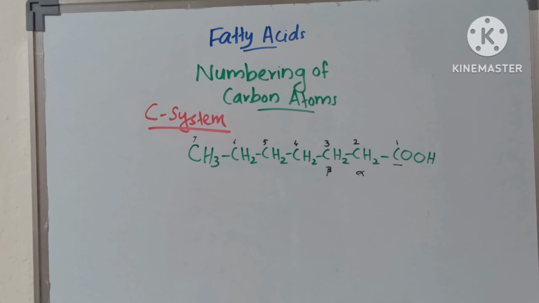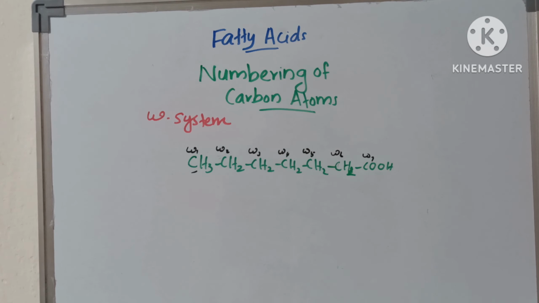The carbon atom in the second position is also denoted as alpha. Third is denoted as beta. So this is the C system of numbering of carbon atoms in fatty acids. Next type of numbering is omega system. Here numbering starts from methyl group. So the carbon atom in the methyl end is denoted as omega 1. Next to it is omega 2, then omega 3, omega 4, omega 5, etc. So these are the types of numbering of carbon atoms in fatty acids.